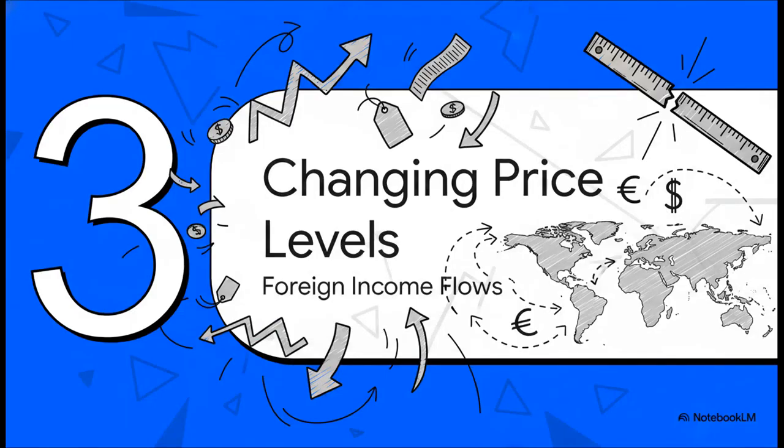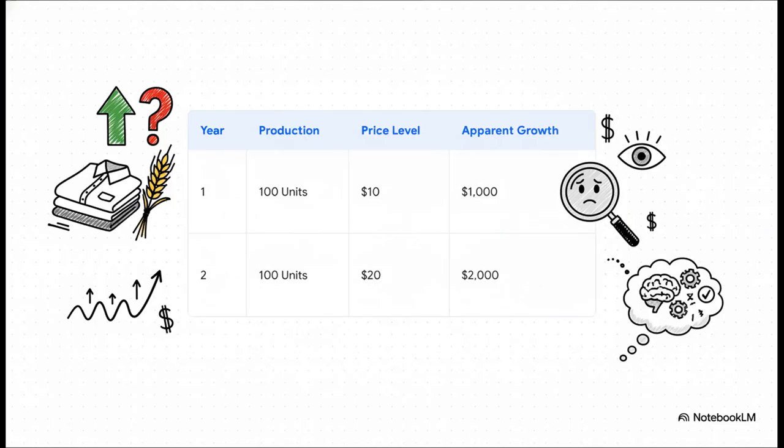Which brings us to number 3, changing price levels and foreign income flows. And this brilliantly illustrates the sheer danger of changing price levels. Look at how numbers can shift without a single drop of fresh output. If you evaluate output using market prices, you absolutely have to factor in inflation. Imagine an economy produces exactly the same number of shirts and wheat this year as it did last year. The actual production volume is identical.